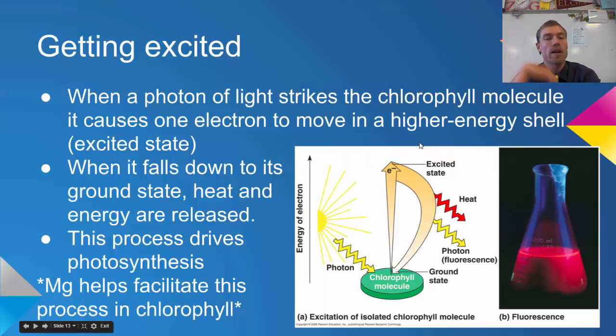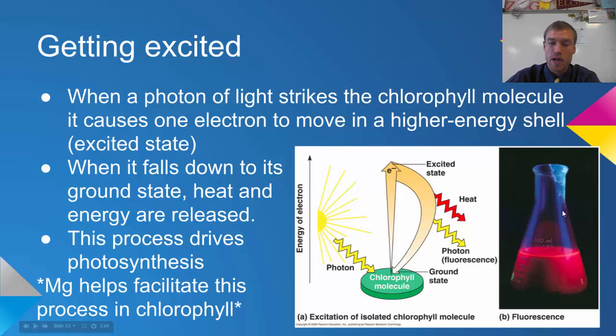So when a photon of light strikes the chlorophyll molecule, it causes one of the electrons to move to a higher energy shell. Okay, this is going back to our chemistry, and that is now in what is known as an excited state. As it is falling back down to its ground state, so it gets excited, it goes up, as it goes back down, heat and energy are released, and that heat and energy is then used to drive the process of photosynthesis. And magnesium again helps to facilitate this in the chlorophyll molecules.